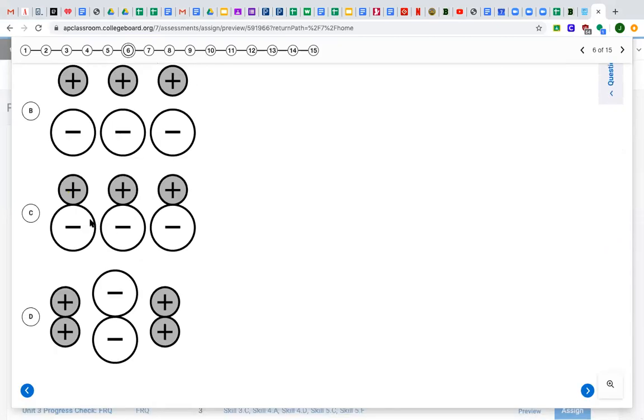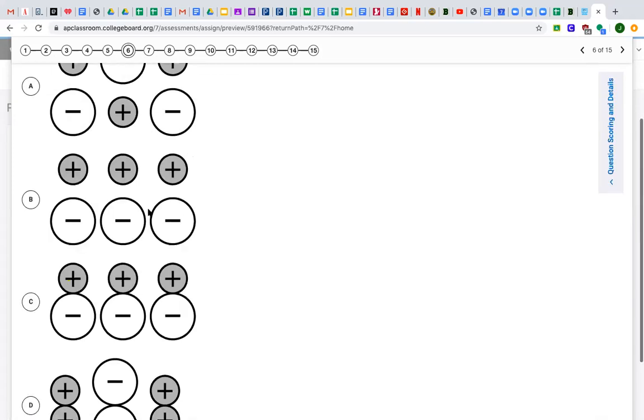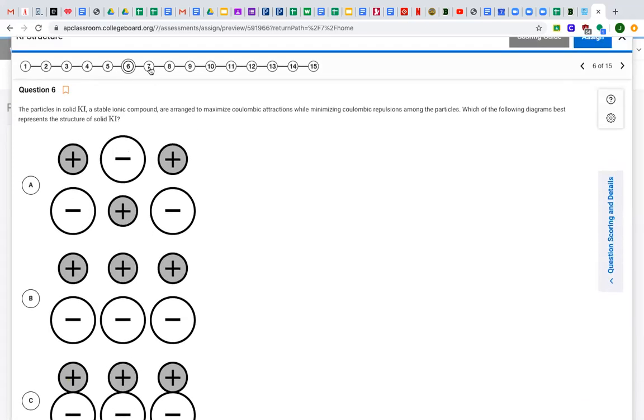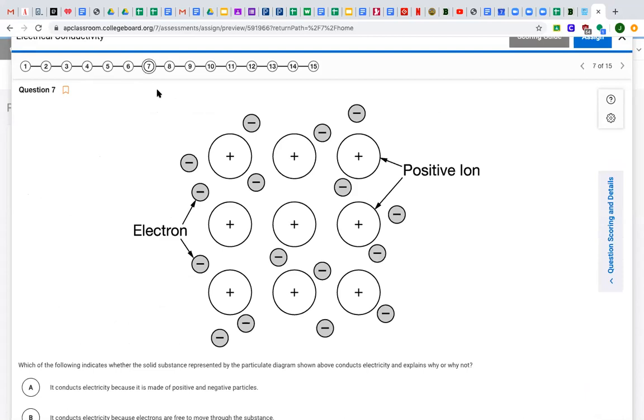If you look at C, right, these positives are right next to each other. So that's a problem. And all the other ones, the negatives, are next to each other too. So no matter how close they might be together, positive to negative, they're still close to other like charges, and that's the issue. So yep, A is correct. And then we're gonna move on to number 7.